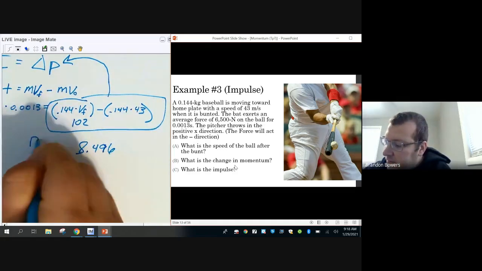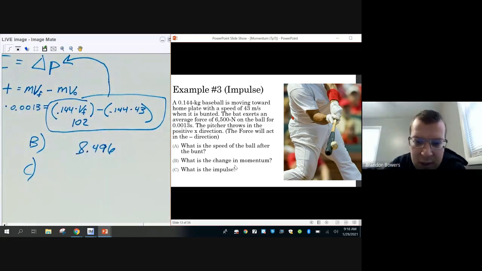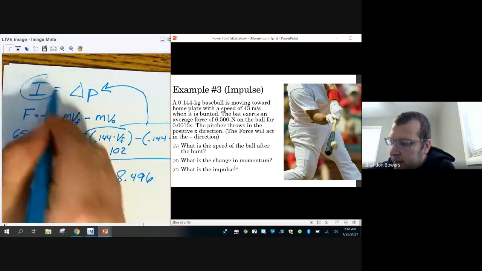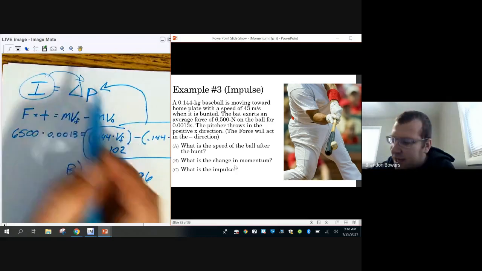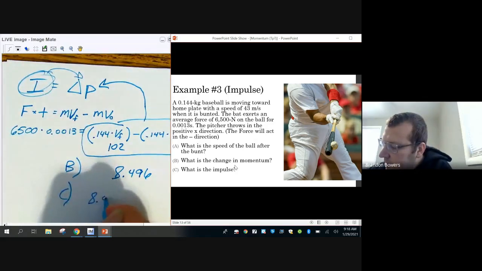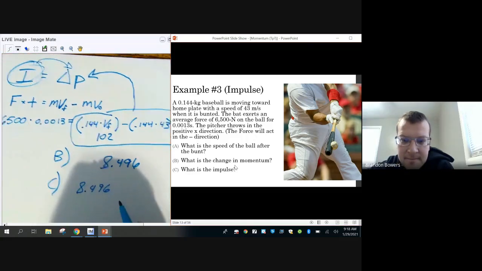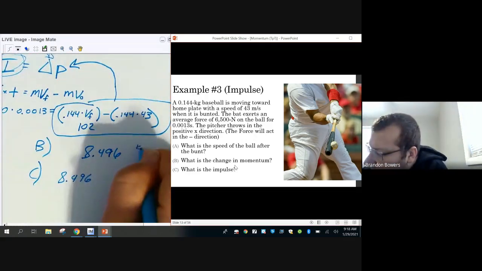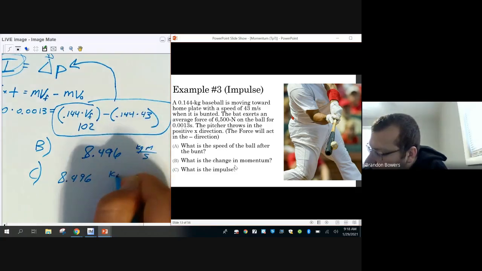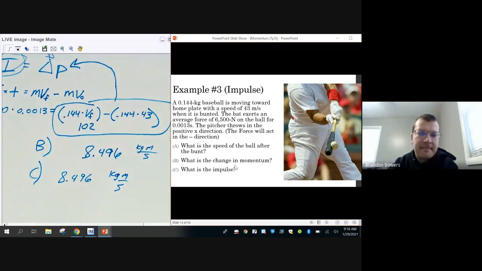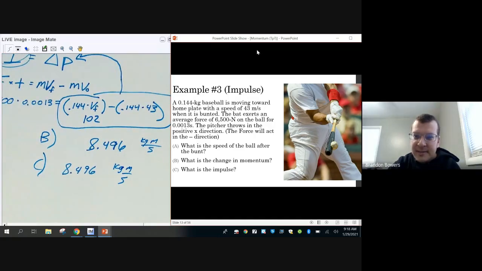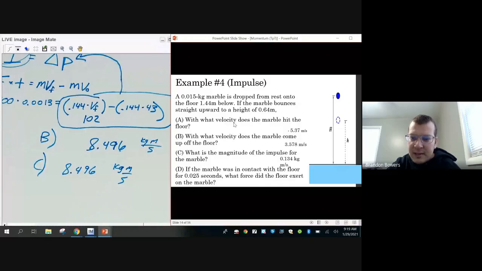Now, C says, what is the impulse? Well, the impulse is over here. Whatever my change in momentum is, that's also my impulse. 8.496. So that's another impulse example. All right, I'll come back to this one.